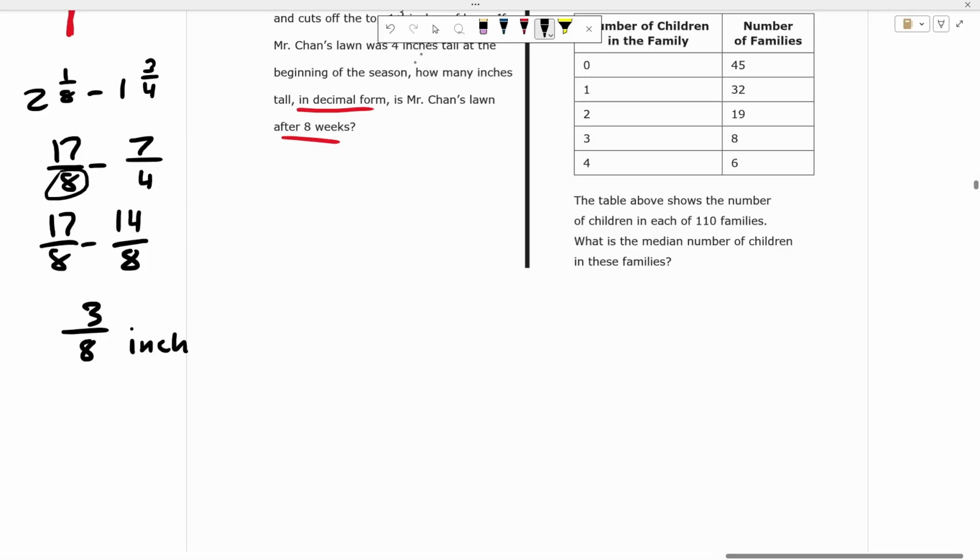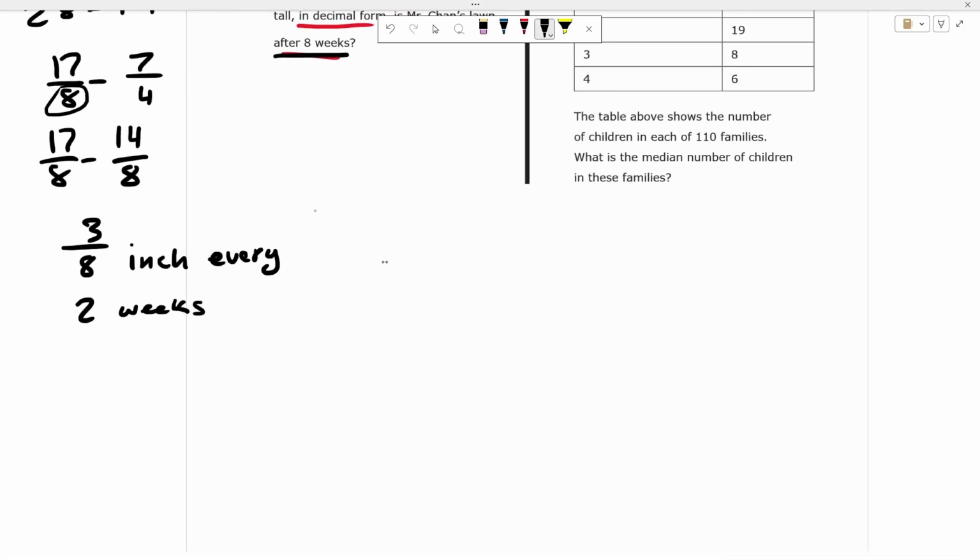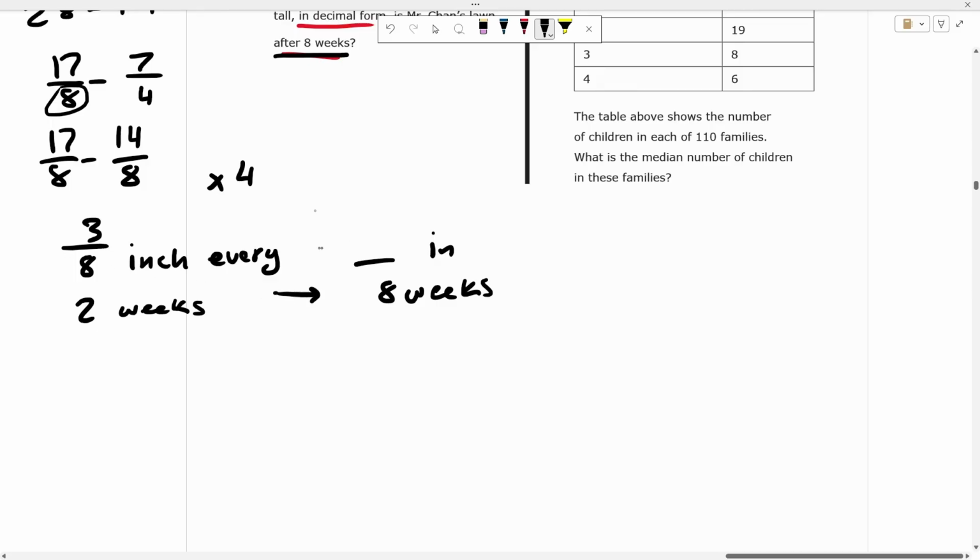Okay? Now, how many inches tall is Mr. Chan's lawn after 8 weeks? So we know that we grow by 3/8 of an inch every 2 weeks. So if I want to know how many inches it grew in 8 weeks, what do I have to do here? Well, I just need to multiply this value by 4. 2 weeks times 4 is equal to 8 weeks. So I have to do the same. I do 3 over 8 inches times 4, which is the same thing as saying 12 over 8 inches.